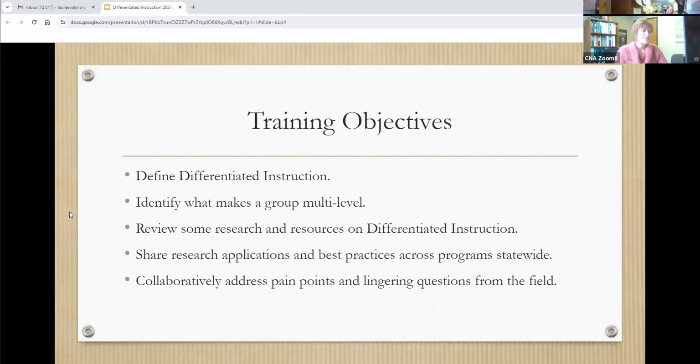Here are objectives: to define it. Then we will move into identifying what makes a group multi-level. Again, look at some research and resources, share your applications and best practices from across the state, and collaboratively address any pain points or lingering questions that you have on this topic.